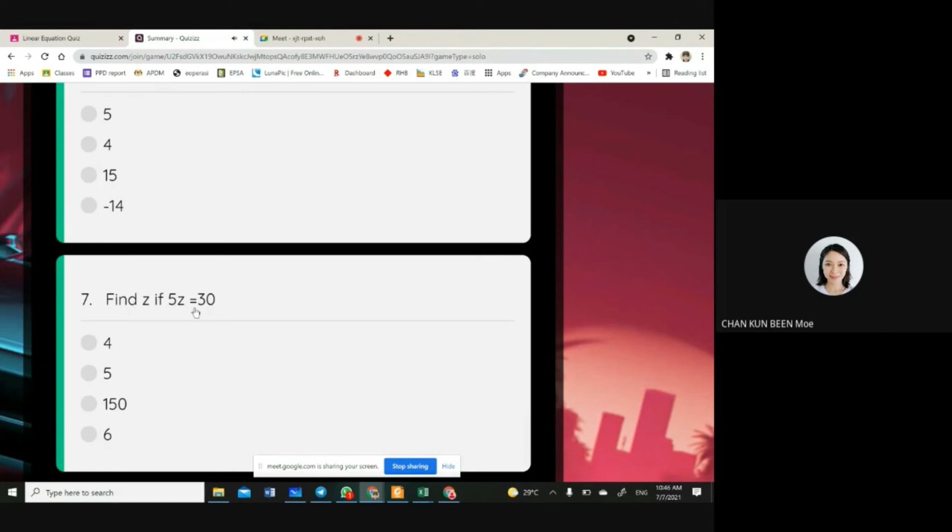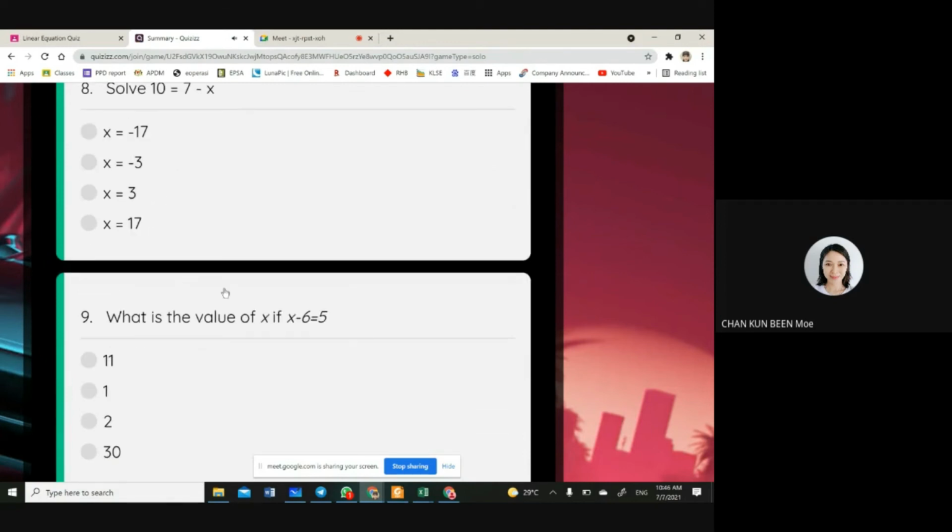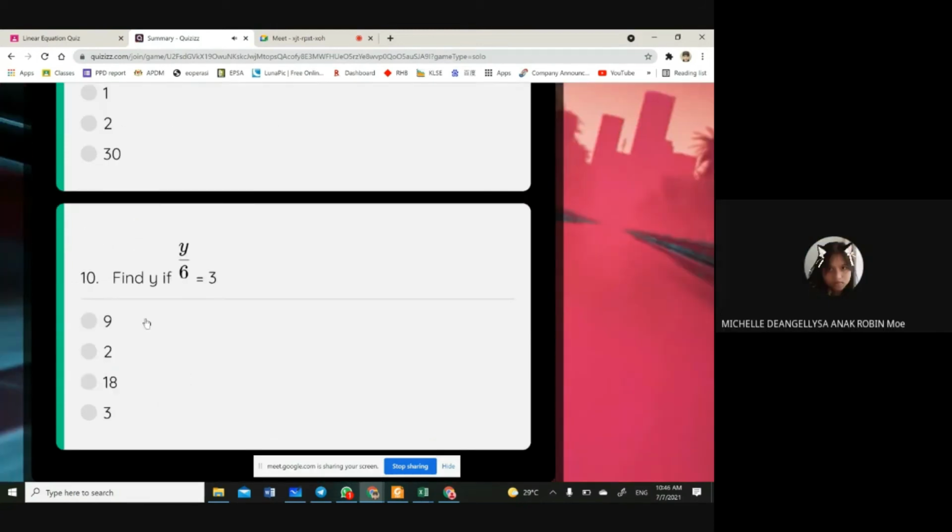5z equal to 30. So z is 30 divided by 5. The answer is 6. And then this one, this is the same question like just now. The answer is negative 3. Number 9, what is the value of x minus 6 equal to 5 here? So to get the value of x, it is 5 plus 6 is 11. Okay, last one. Y over 6 equal to 3.